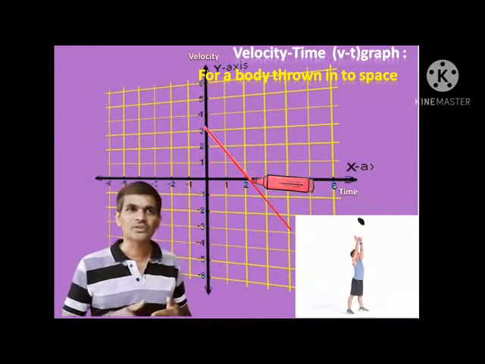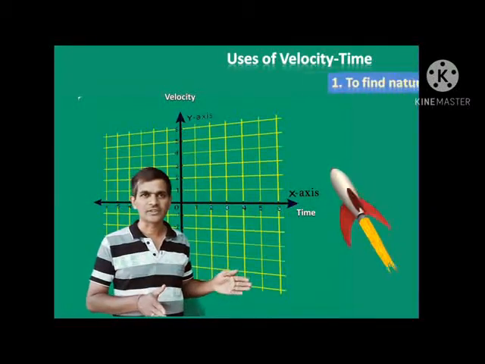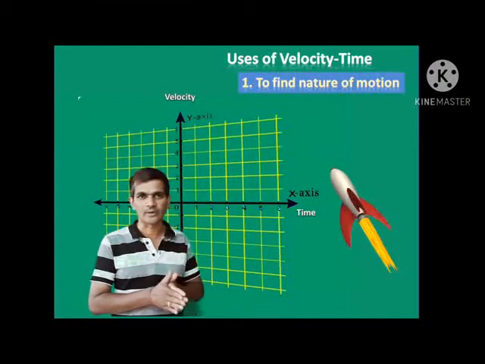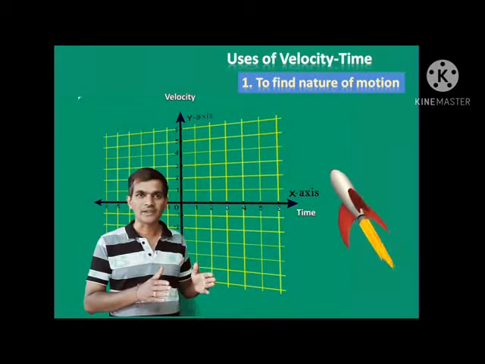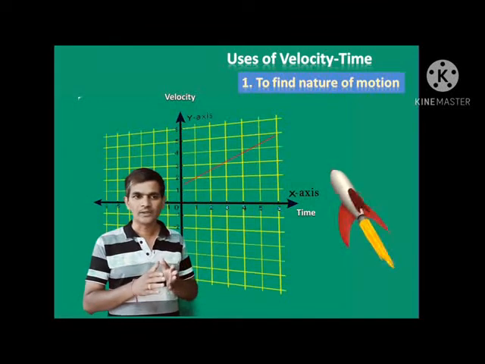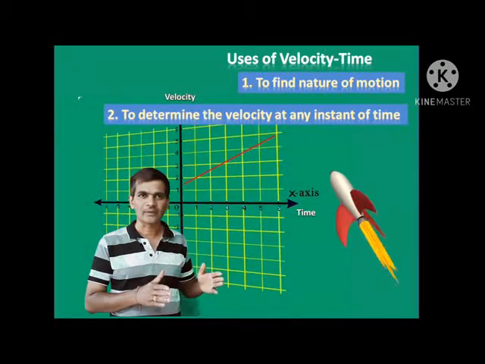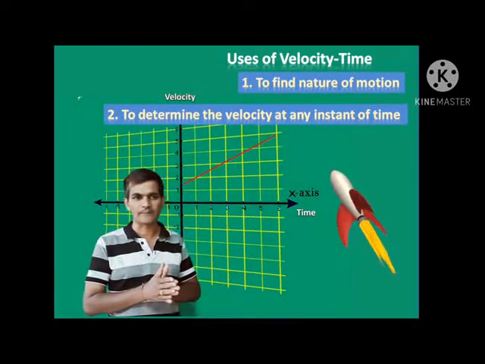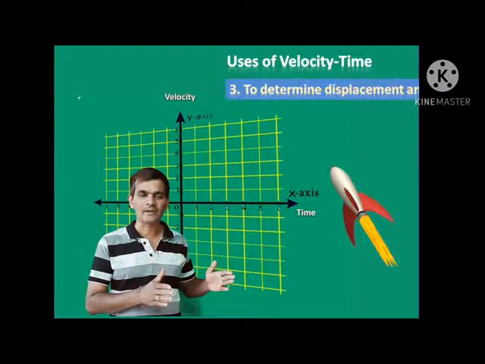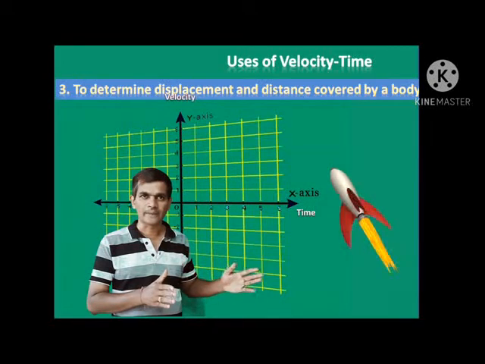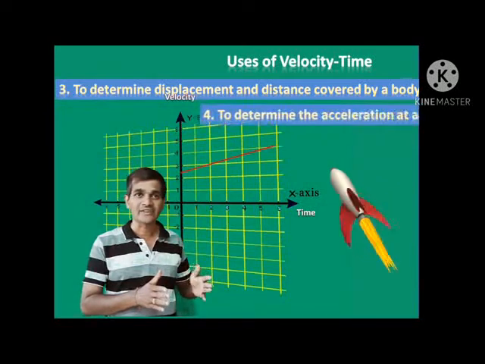Let's see what the uses of this velocity time graph are. This is a 2-mark question: write the uses of the velocity time graph. The velocity time graph is used to find the nature of motion. Second, it is used to determine the velocity of a body at any instant of time. Third, to determine the displacement or distance travelled by a body during a particular time interval. Fourth, to determine the acceleration of a moving body.